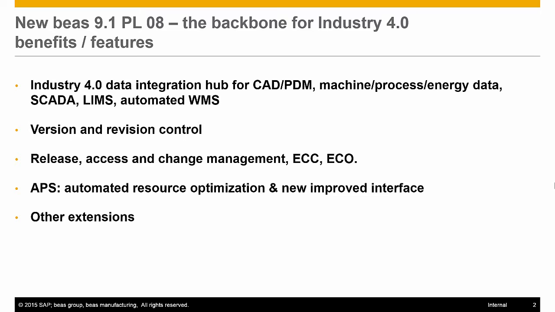In the beas APS, Advanced Planning and Scheduling module, we will see the new possibilities to optimize the resources automatically and a new improved interface. And at the end, you will see a list of new extensions provided in this patch level 8.